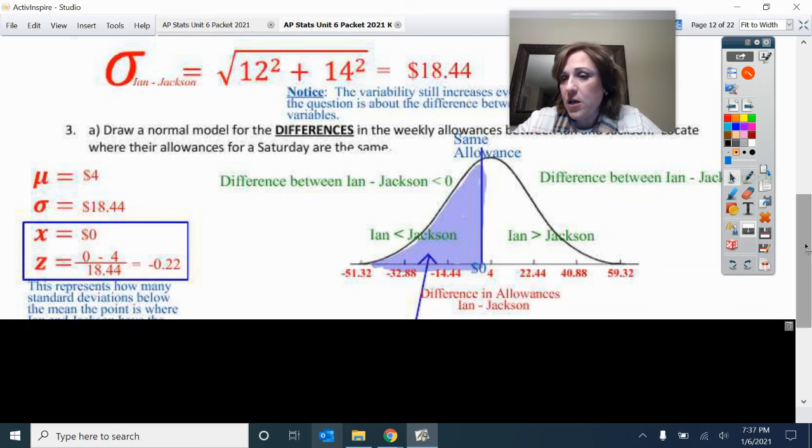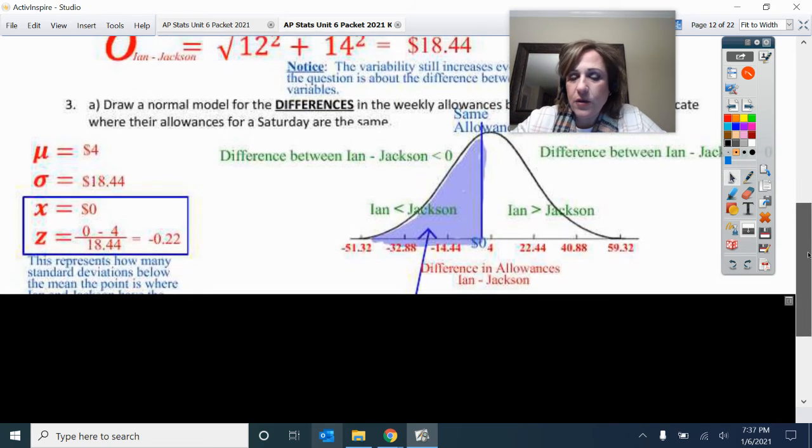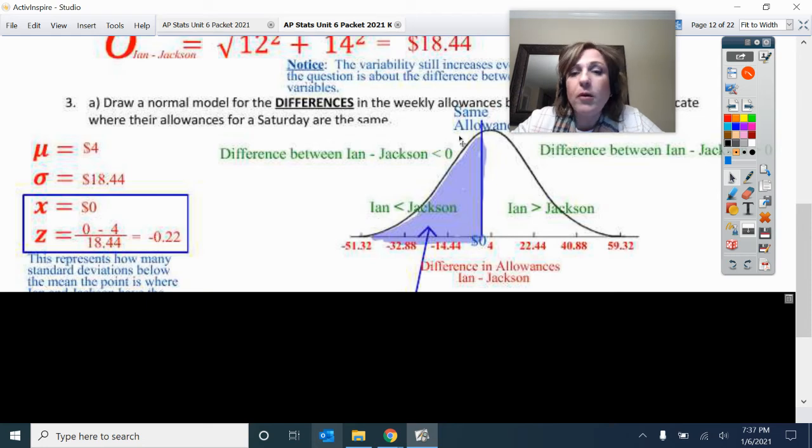Here we go. So don't get too involved here, but here we have a normal model. Let's just start with the basics. Let's walk through this normal model. And look, it is centered at 4. Okay, so centered at 4. I labeled it, so make sure you label. This is the difference in allowances.